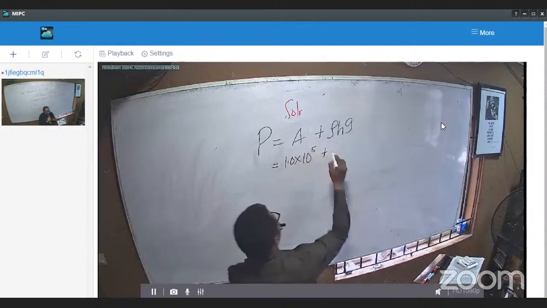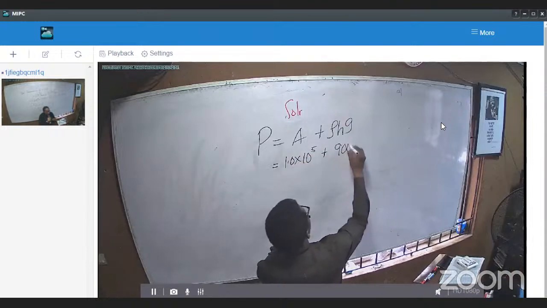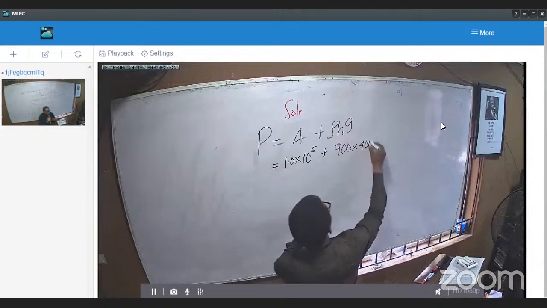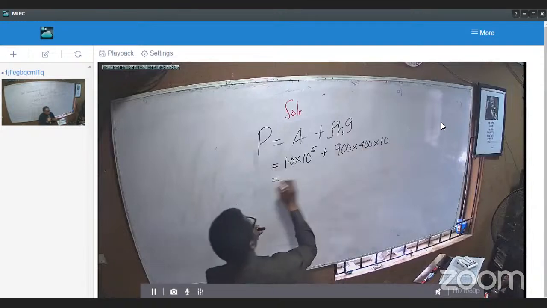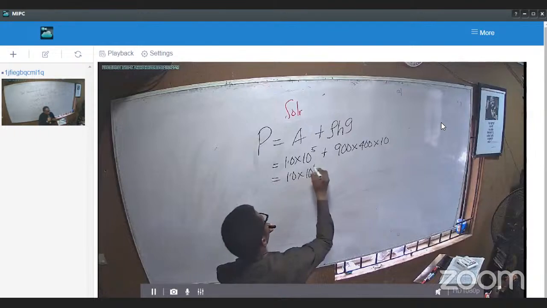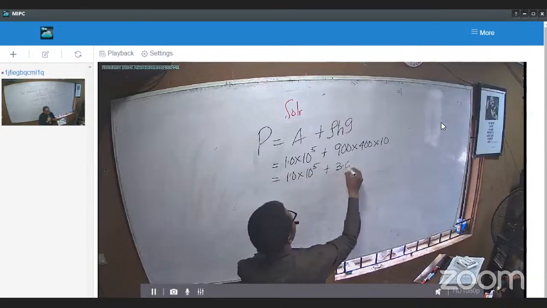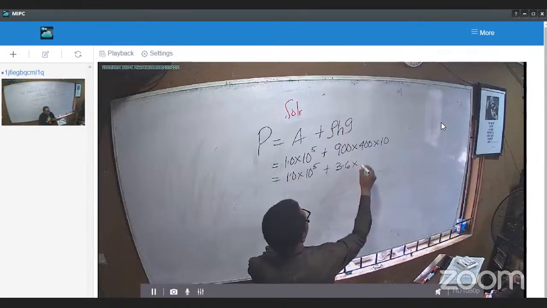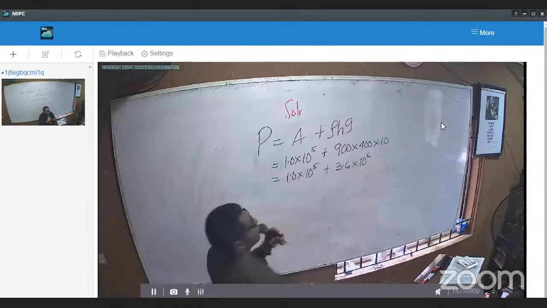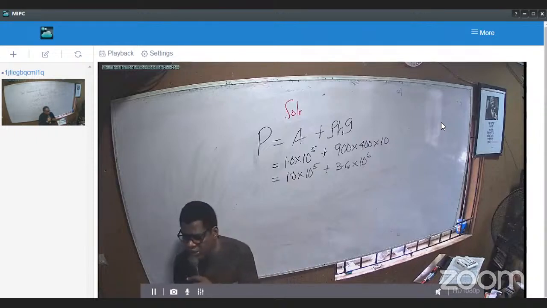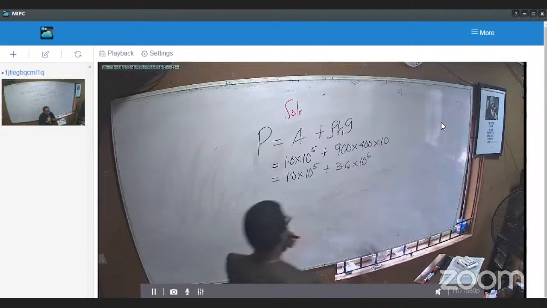What's the density that they gave us? What's the depth? What's gravity? So this one gave us 1.0 times 10 power 5 plus 3.6 times 10 power 6. Now, we cannot add the two of them because one is power 5, one is power 6. So you have to make the power the same. We did something like that yesterday as well.